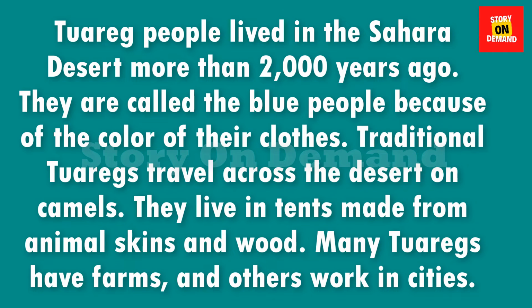Tuareg people lived in the Sahara Desert more than 2,000 years ago. They are called the Blue People because of the color of their clothes. Traditional Tuaregs travel across the desert on camels. They live in tents made from animal skins and wood. Many Tuaregs have farms, and others work in cities.